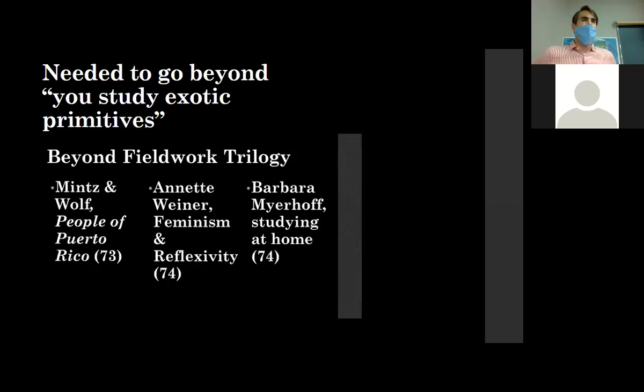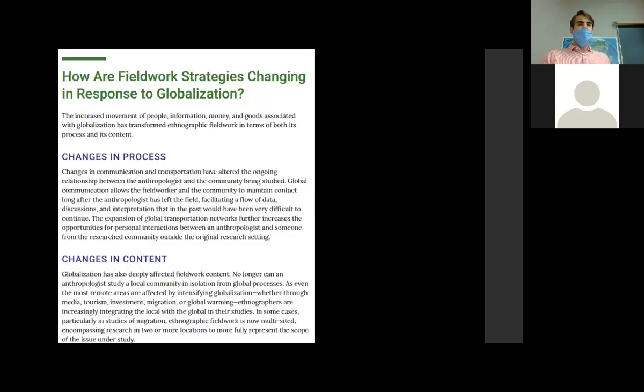So we talked about the People of Puerto Rico project and the idea of trying to understand globalization and capitalism. This was something that was on anthropology's mind. We talked about restudies from a feminist perspective, and we talked about how people started to study at home, like the kind of fieldwork that you actually did, studying your own communities, you might say. So these were all efforts to go beyond those old ideas.